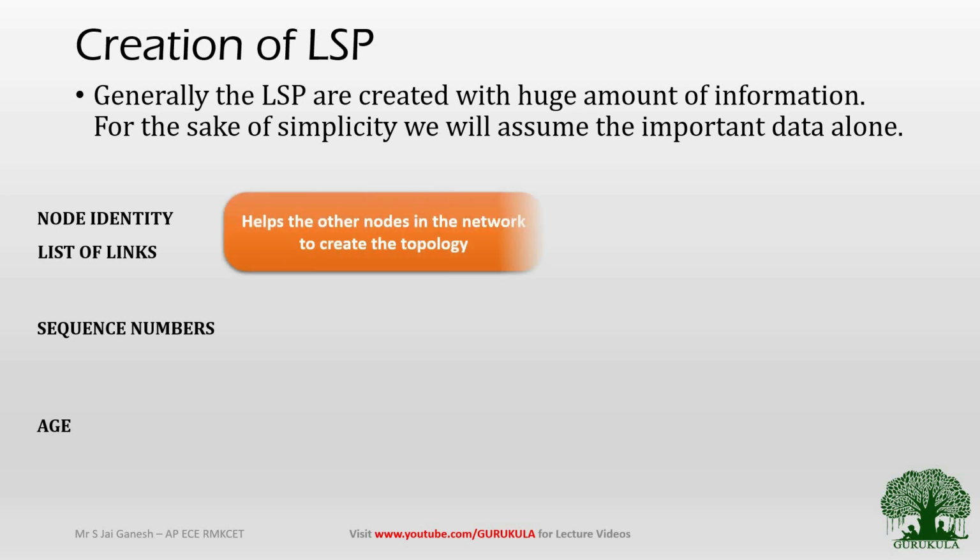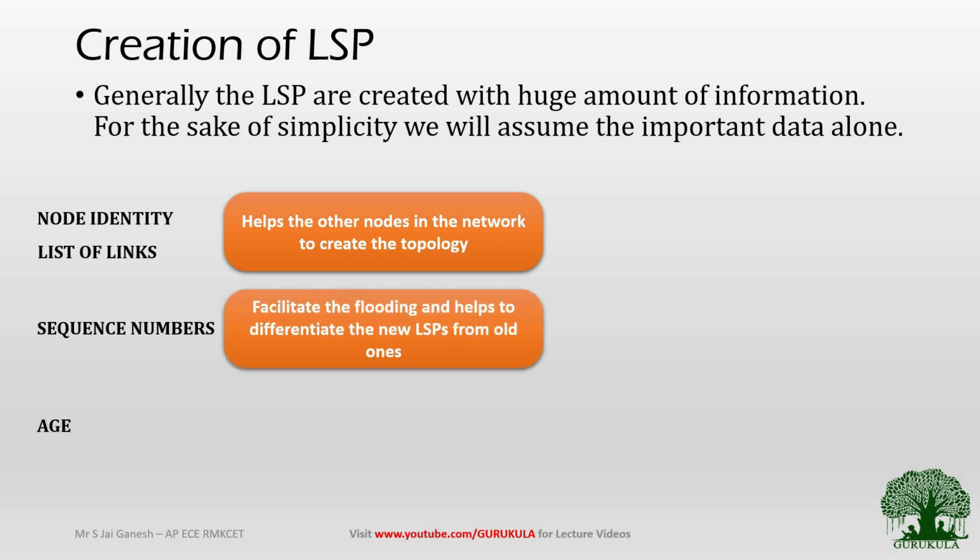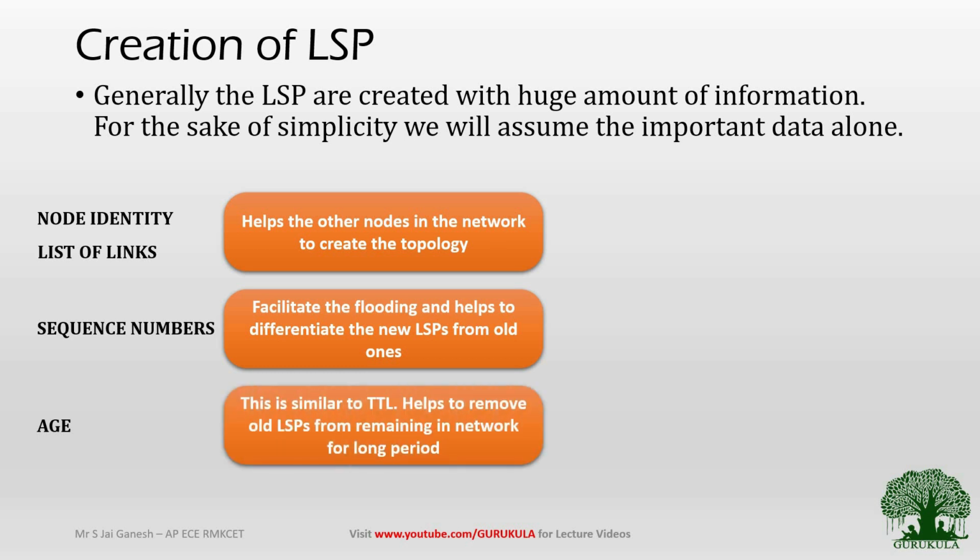Out of these, node identity and list of links will help the other nodes in the network to create the topology. The sequence number will facilitate the next step, which is flooding, and it also helps to differentiate the new LSP packets from the old packets. And finally, the age is similar to TTL, time to live, which helps to remove old packets from remaining in the network over a period of time, because any unused packet on the network will create unnecessary congestion.